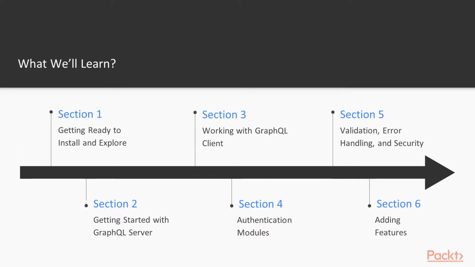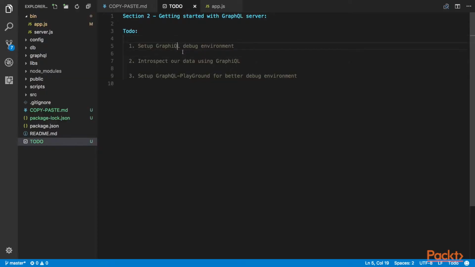Followed by section 2, getting started with GraphQL server. Here we are going to set up our GraphQL server using Node.js ecosystem. We'll also define few schemas and types in this section. And we'll see the debugging environment which are available for GraphQL.